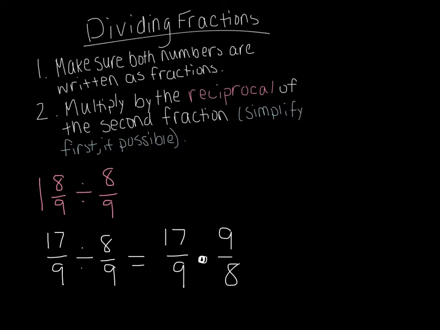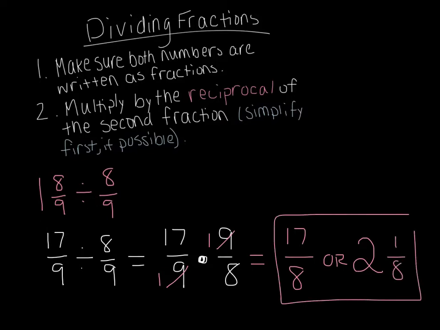And before I multiply, I'm going to check and see if there's common factors, and I see that 9 goes into 9 once. So those 9s cancel out, and we have 17 times 1 over 1 times 8. And you can leave it as 17/8, or you can turn it back into a mixed number by doing 17 divided by 8. And 8 goes into 17 twice, that's 16. And then there is 1/8 left over. Either one of these would work for your final answer.